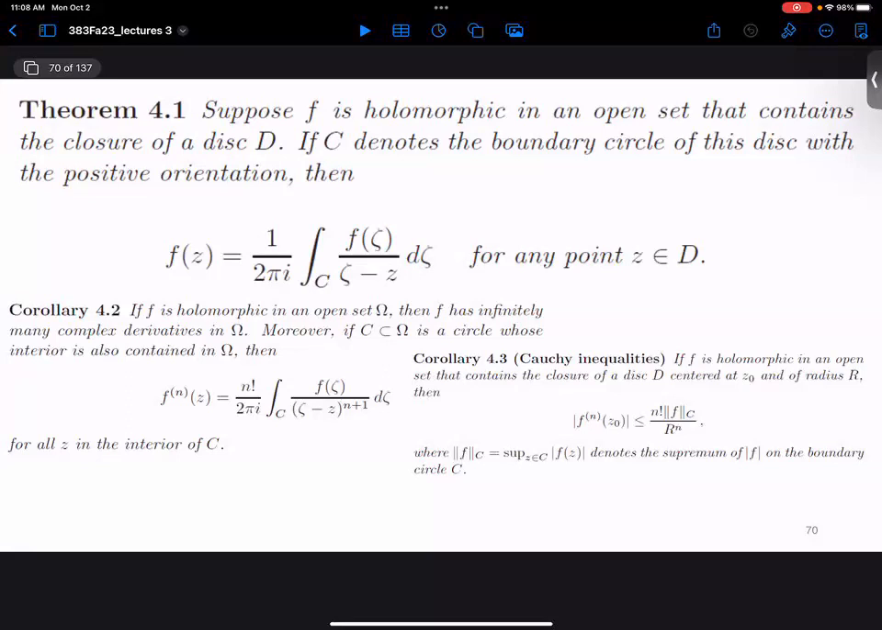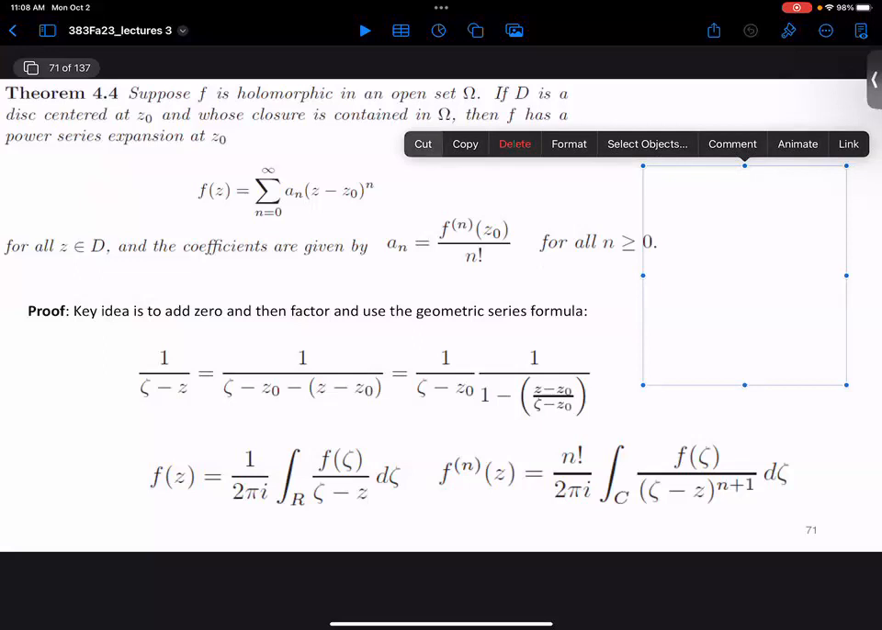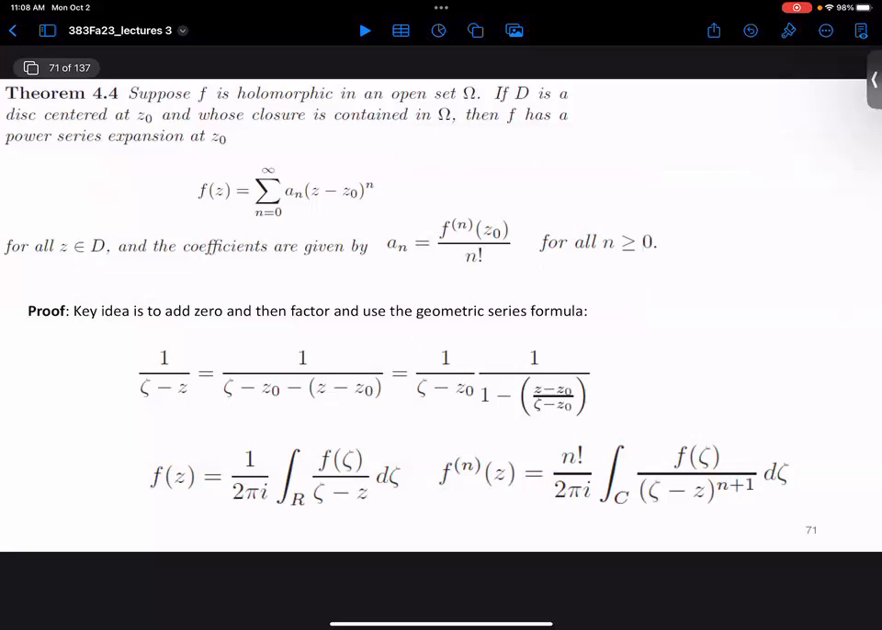Okay, so now we want to prove that holomorphic implies analytic. So it turns out that the proof comes from nice algebra. A function is analytic at z naught if I can write it as a sum of a_n (z minus z naught) to the n. And here the sum is going to go from zero to infinity.